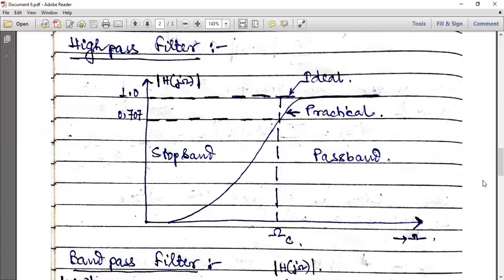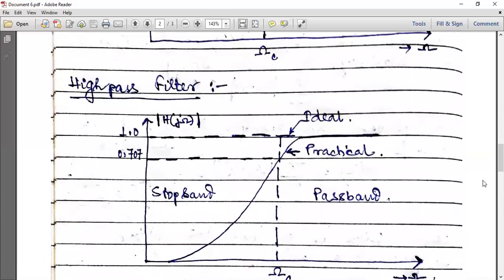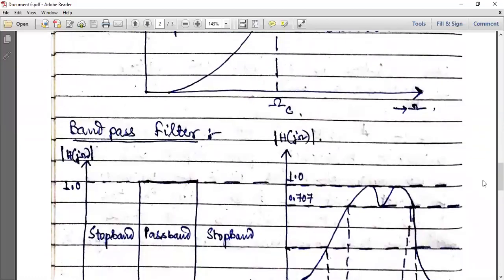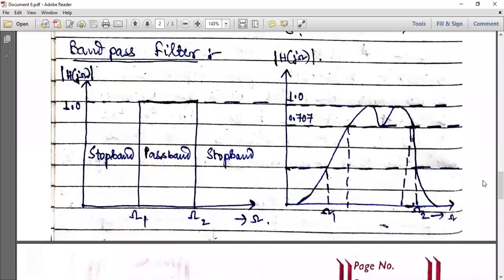Now come to the band pass filter. You see, this is a band pass filter. There are two graphs. The first one is the ideal. Actually, in low pass and high pass, you can show the ideal and practical curves within one pair of axes only. But for band pass and band reject, you need separate XY axes to show the ideal and practical curve. So the first curve is showing you the ideal one. The second curve is showing you the practical one.